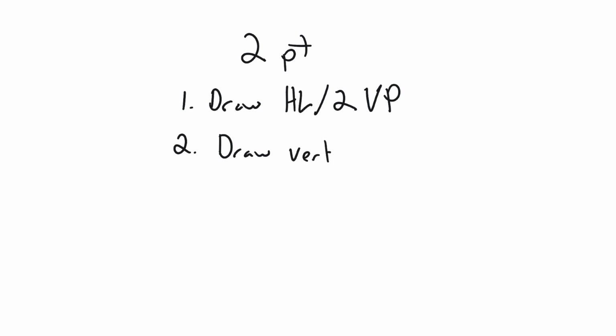So step 1 is going to be drawing your horizon line and 2 vanishing points. There's going to be one on the left and one on the right of that horizon line. Step 2 is going to be draw a vertical line for the total height. Step 3 is going to be to connect the top and bottom of that vertical line to each vanishing point.